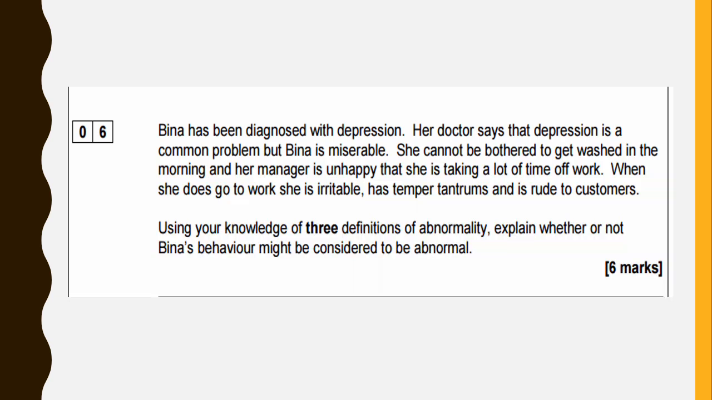So it says, Bina has been diagnosed with depression. Her doctor says that depression is a common problem, but Bina is miserable. She cannot be bothered to get washed in the morning, and her manager is unhappy that she's taking a lot of time off work. When she does go, she's irritable, has temper tantrums, and is rude to customers. So the question says, using your knowledge of 3 definitions of abnormality, explain whether or not Bina's behaviour might be considered to be abnormal.